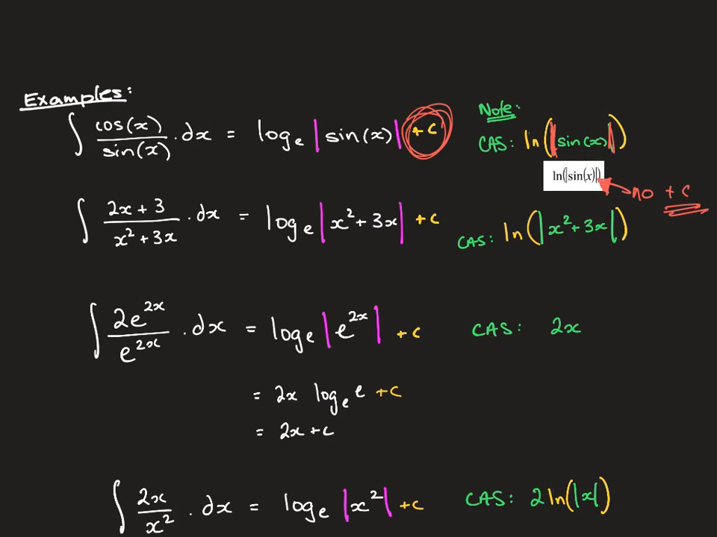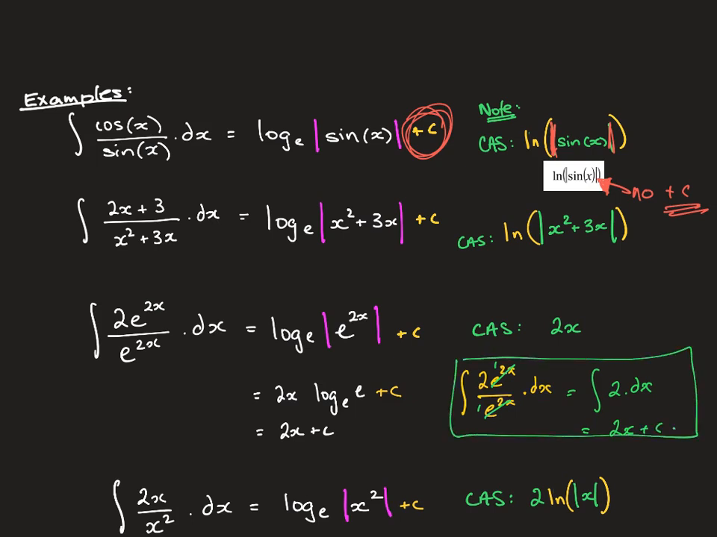And so you can see that what we get to in the end, 2x plus c, is what we would have got to if we had just taken that integral and done a little bit of cancelling down. So divide the top and bottom by e to the 2x, so you get 1 and 1, so you get the integral of 2 with respect to x. We know that the integral of a constant is just the constant times x plus c, which gets us to exactly what we got the long way.